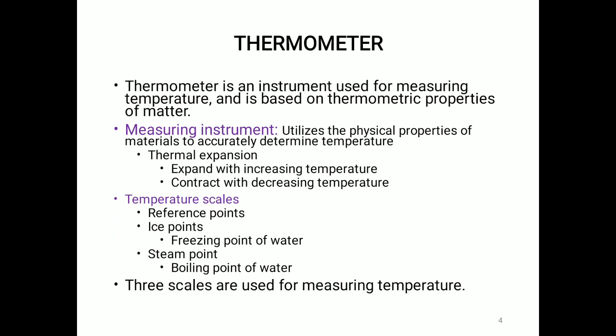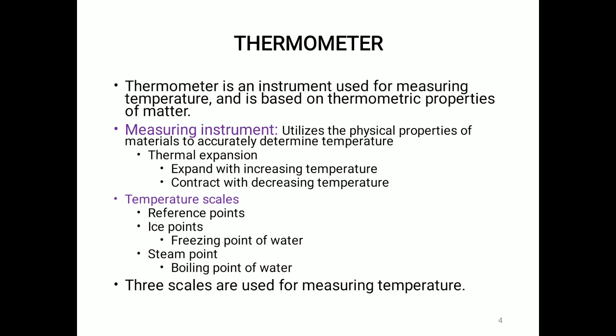Now, the most important term is thermal expansion. A material expands with an increase in temperature and contracts with a decrease in temperature. So in a basic thermometer you add mercury. When this material gets heated, it expands and the reading will show in your thermometer. And when it gets to a cooler temperature, it will contract. By this principle, we can measure the temperature of any body.